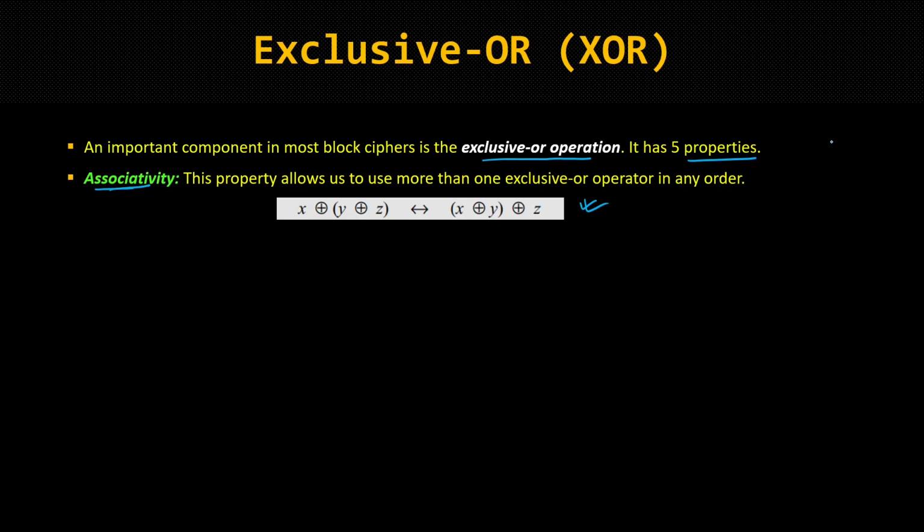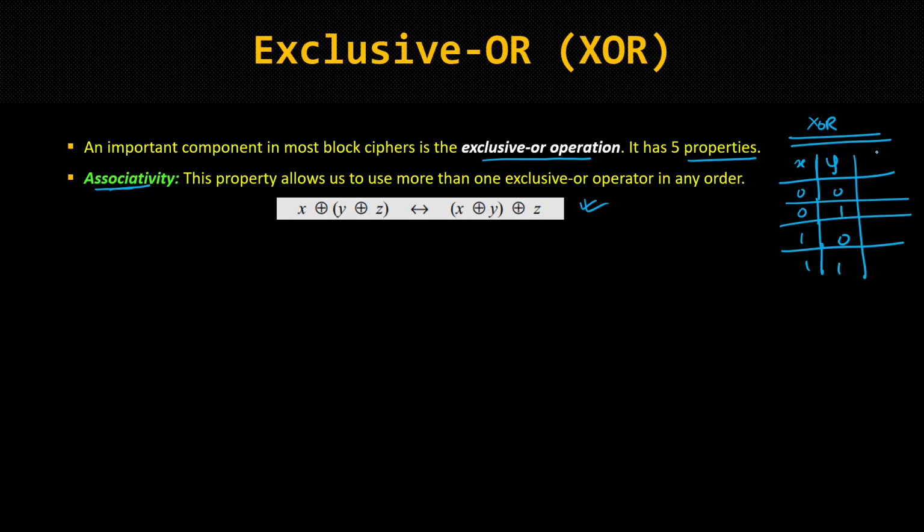Now, for example, in our XOR operation, what is basically happening? Say, for example, we have two inputs, x and y. For our x and y, if they are 0 0, 0 1, 1 0, and 1 1, what will be our output for the XOR operation? In our output, if both of the inputs are the same bit, then the value will be 0, and if they are different, then the value will be 1. So this is how the XOR operation is done.